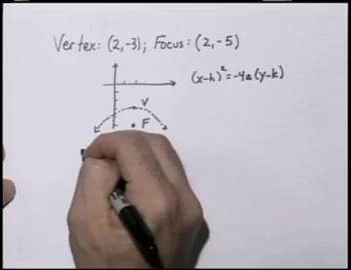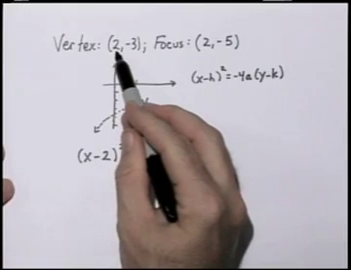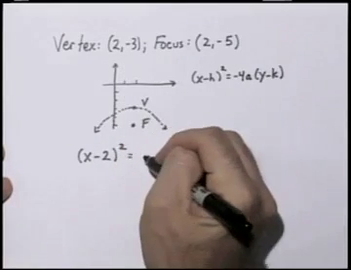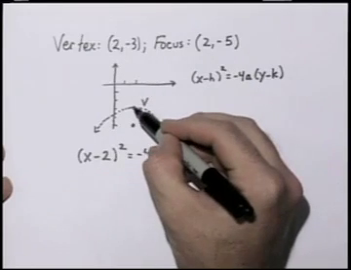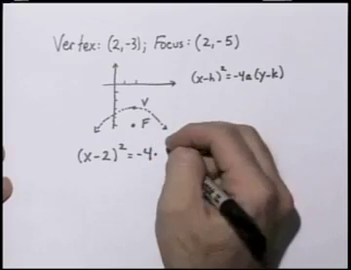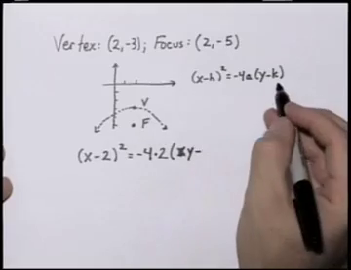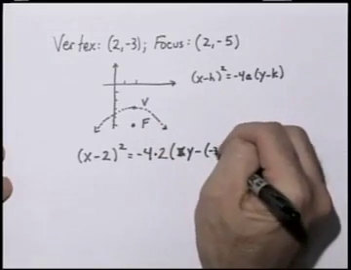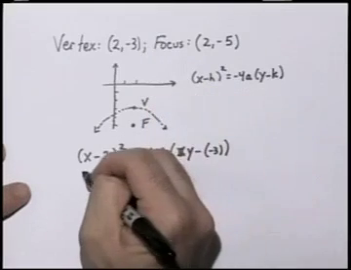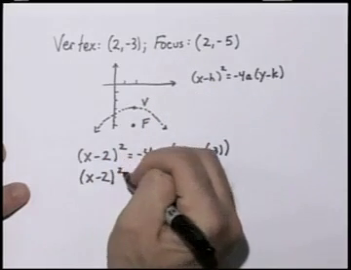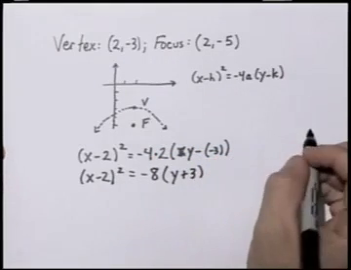So we have (x - 2)², because the x-coordinate of the vertex is 2, equals -4 times a, which is going to be 2, because it's 2 units from the vertex to the focus, times (y - (-3)), because the y-coordinate of the vertex is -3. So we get (x - 2)² = -8(y + 3).